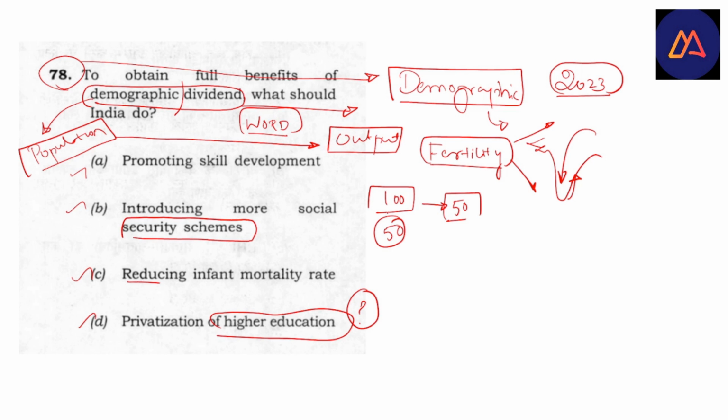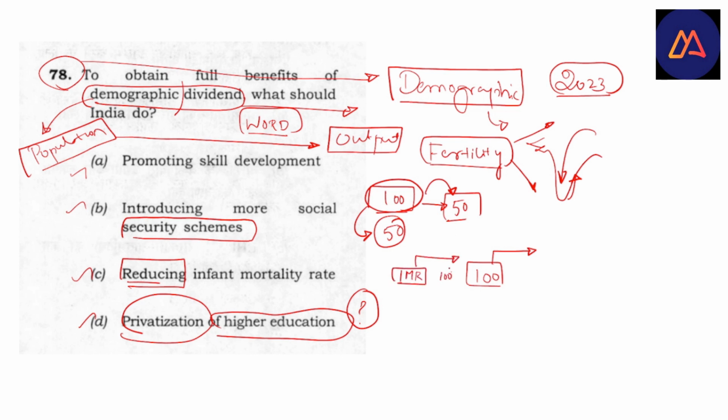Demographic dividend means you have to get output from all 100 of the people. It is not that you concentrate only on the 50 in higher education, and even for them, how privatization is going to help, the logic does not come. And reducing infant mortality rate, we are talking about a dividend from these 100. You are reducing infant mortality, so that is going to add another 100. So already with 100 people, how are you going to generate a productive dividend? That is what you should ask.